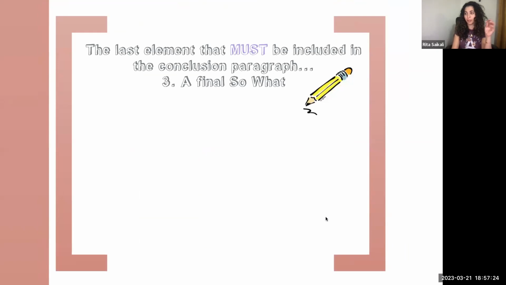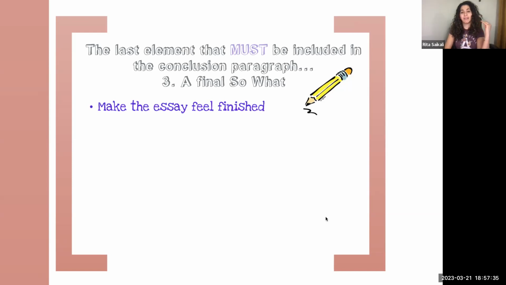Good so far? Okay, so the last element that must be included in the conclusion paragraph is a final so what. In other words, what is the point that you are trying to make? Why did you write this 5-paragraph essay? Why is this important? What this does, it makes the essay feel finished. It gives the reader a sense that this is the end.